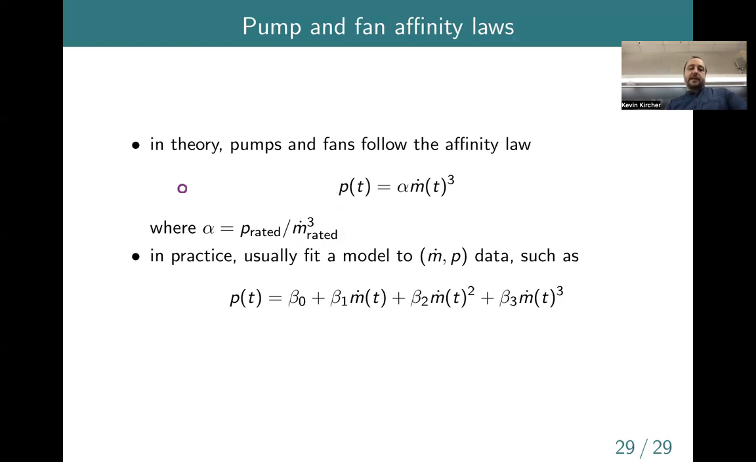But in reality, this theoretical relationship usually doesn't hold all that closely. So typically what people do instead, at least if they have access to real performance data, flow measurements and power measurements, is they'll do a curve fit, typically a polynomial model that says that the power is some polynomial function of the flow. And here we're using a cubic, so it would have this term in it, but it would also have a quadratic, a linear, and a constant term.